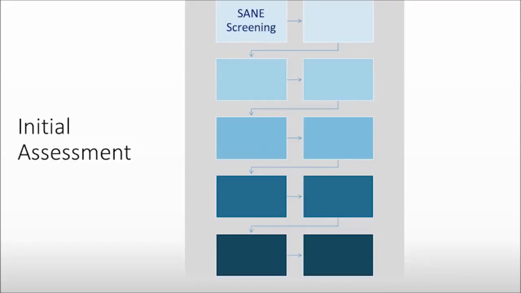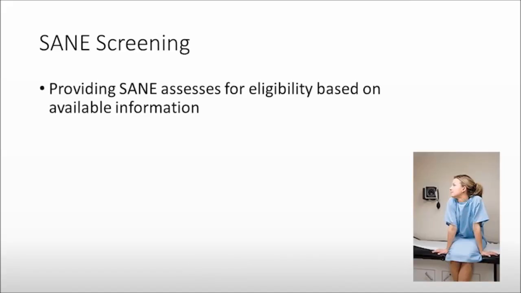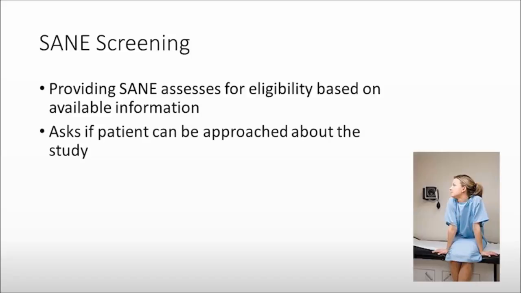All right, so let's back up a little bit now that we've talked a little bit about terms. The SANE screening, again, is when the providing SANE assesses for eligibility based on the available information that they have. So they're not approaching the participant about the study at this point. They're just thinking about whether the person's eligible. And they will ask one question if they think that the person's eligible, which is whether they can be approached about the study by an RA. So the providing SANE will never approach the participant about the study or ask the participant to participate in the study. That will be left up to the RA.